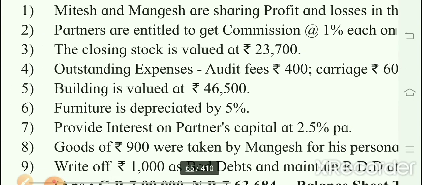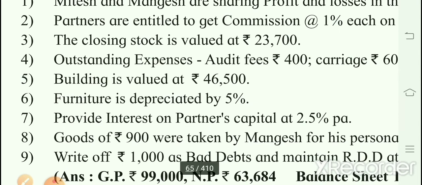Then our next adjustment, number 5: building is valued at rupees 46,500. On the asset side we wrote building as rupees 48,500. Now the building is valued at rupees 46,500. It means there is depreciation of rupees 2,000. So deduct the depreciation from the amount of building. 48,500 minus 2,000. In the outer column 46,500, and the second effect on the debit side of the profit and loss account.